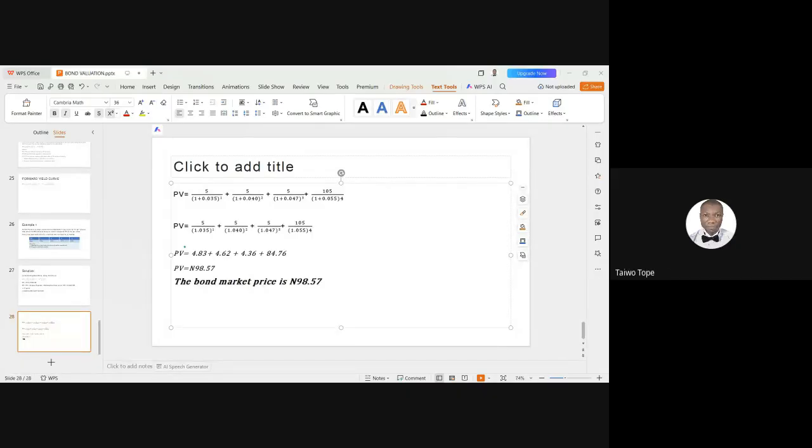What is the relationship? The relationship is this: it is the required return on the bond. Please take note. As you solve questions, you will observe this. The relationship between bond price and interest rate is inverse.